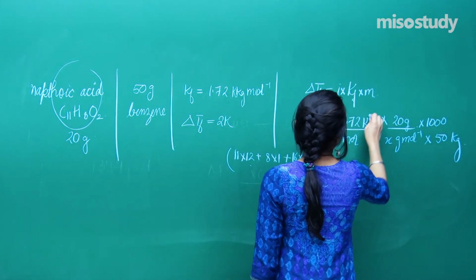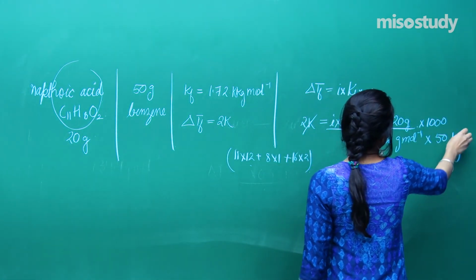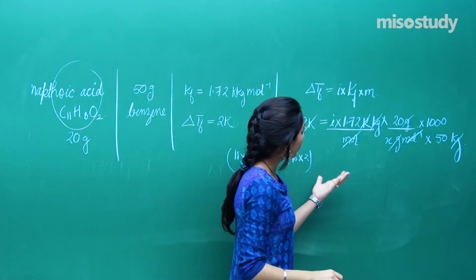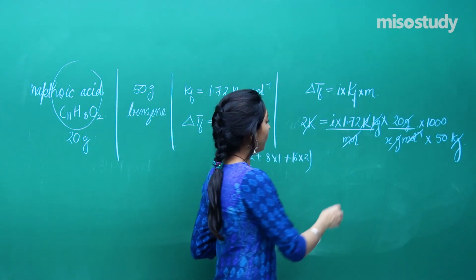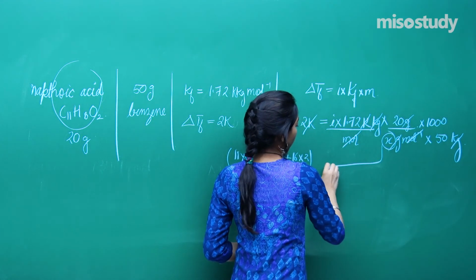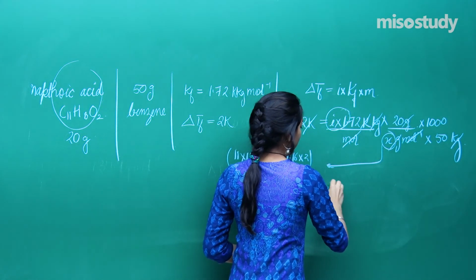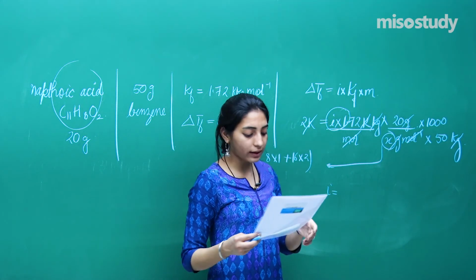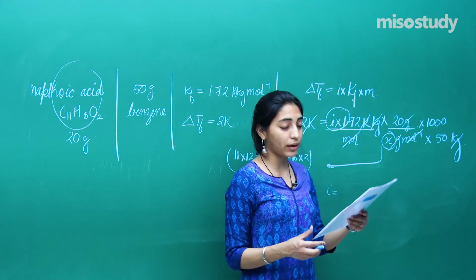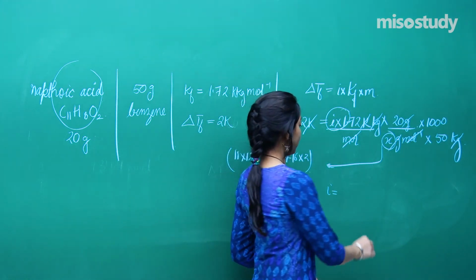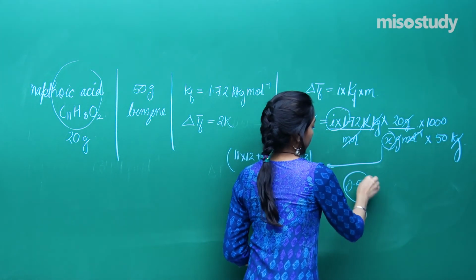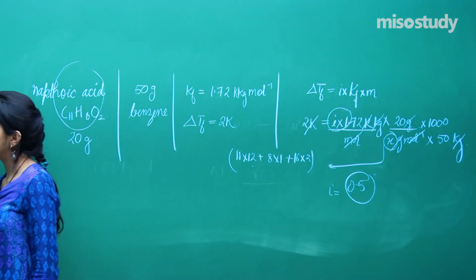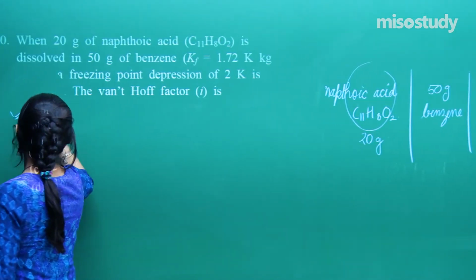Now see, Kelvin, Kelvin, kg, kg, mole inverse, gram. So since x is known to you from here, you can calculate the final value of i. And if you want, let me check the answer. The final value of i will be coming out to be 1 by 2, or 0.5. Okay, I can just write down the answer here. So the answer is 0.5.